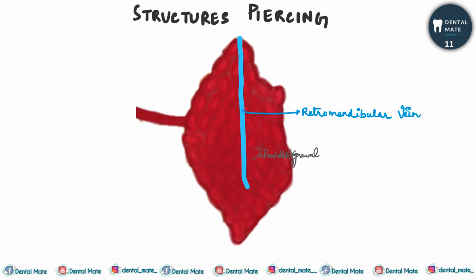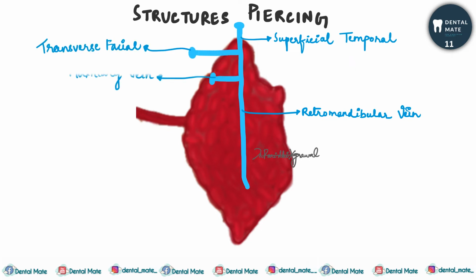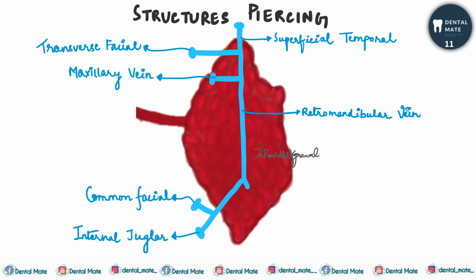Another structure piercing the parotid gland is the retromandibular vein. Let us look at its course. We have the superficial temporal vein, then it gives out the transverse facial and the maxillary vein. After that, we have the internal jugular vein, the common facial vein, and the external jugular vein. So in the retromandibular vein, first is the superficial temporal, after that two branches, the transverse facial and the maxillary vein. After that, it divides into two, internal jugular and external jugular.